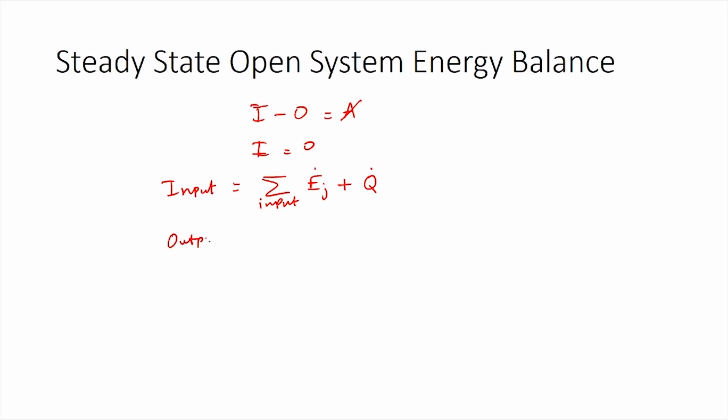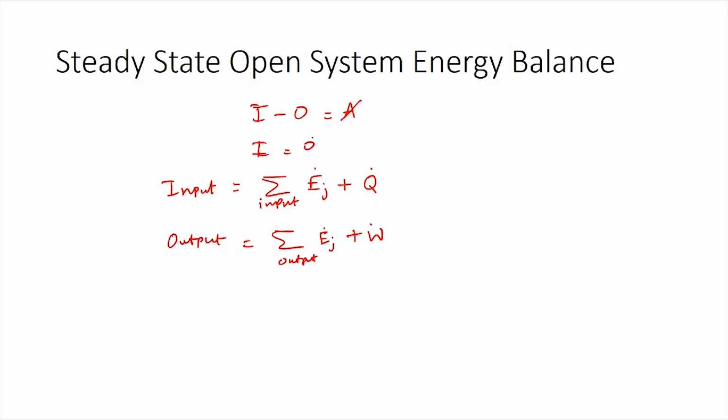You can also have an output equation which is sigma of output of Ej dot, which would again be the energies possessed by individual components in the output stream, and the summation will give you the total energy of the output stream, plus W dot, where W dot is the work done by the system. Because it is work done by the system, it is going in the direction from system to the surroundings. So, it is the output, energy transferred from the system to the surroundings.